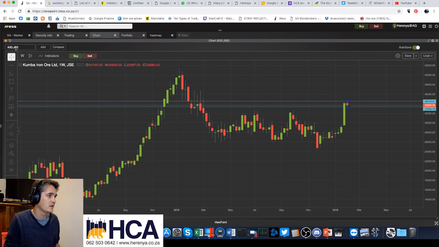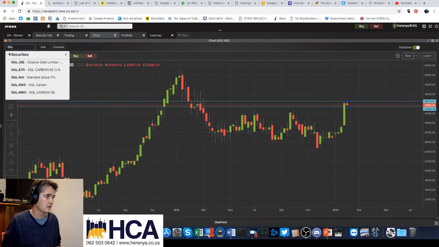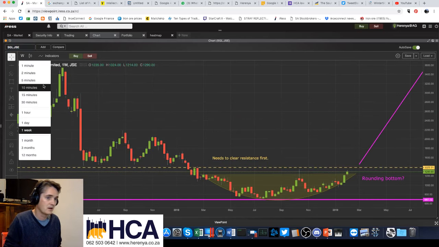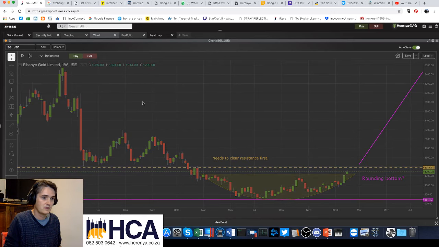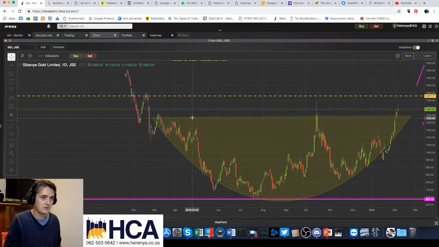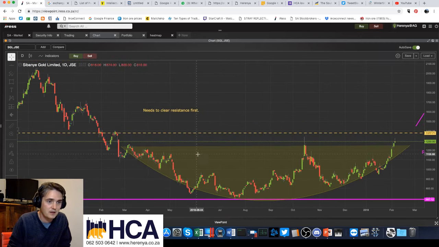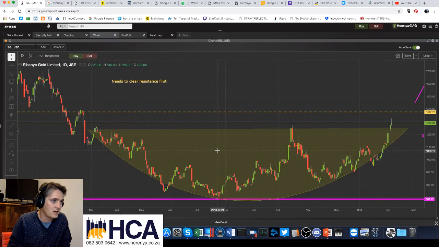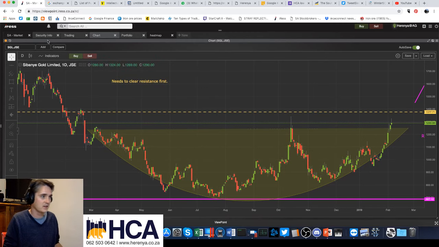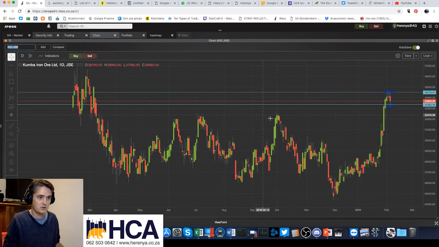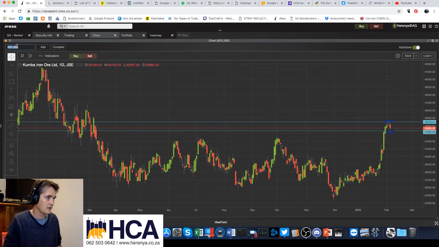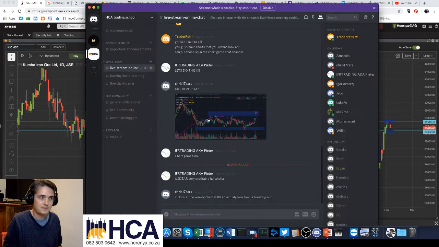And also, ironically, if you look at something like SGL, Sibanya Gold, on a daily, sorry, I drew in some sexy things here the other day. I guess it doesn't really look all that similar to Kumba, but this area here feels a little bit the same as what Kumba is doing, but I guess I am mistaken. Where is the chart game?